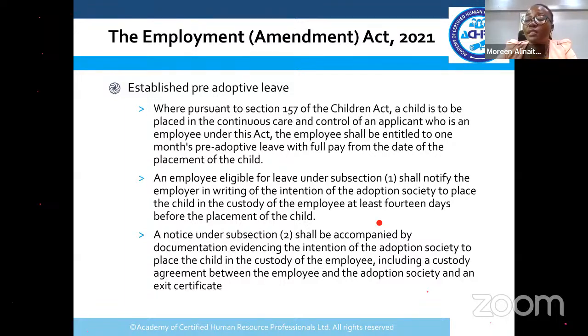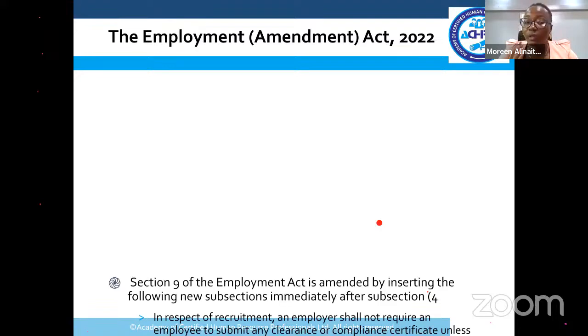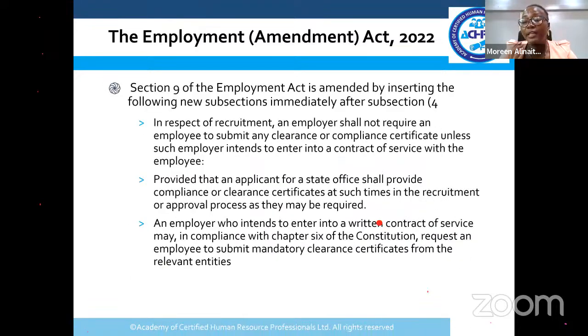What if the test does not work? They cannot tell you, oh, I've just brought the agreement. There must be an exit certificate, because it's not in all cases that adoptions work. Sometimes it may not work. So there is going to be an exit certificate. All right. So in 2021, they just changed that. They just brought the pre-adoptive leave, and that was it.